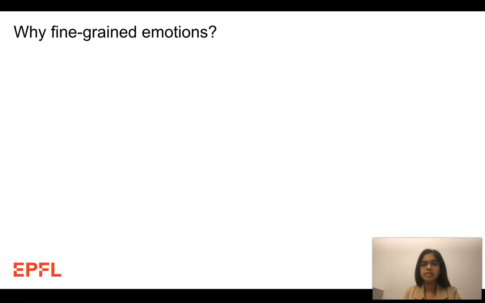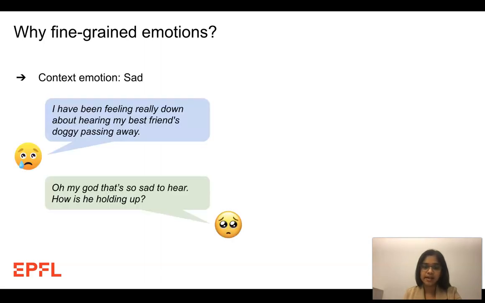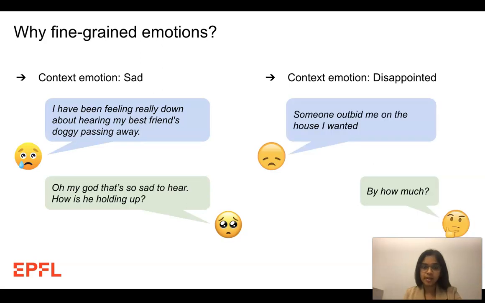What is the importance of annotating dialogues with fine-grained emotions as opposed to coarse-grained emotions? For example, if we get a speaker who is sad and a speaker who is disappointed, those two emotions are pursued and dealt with differently by the listeners, even though both of them are negative emotions.